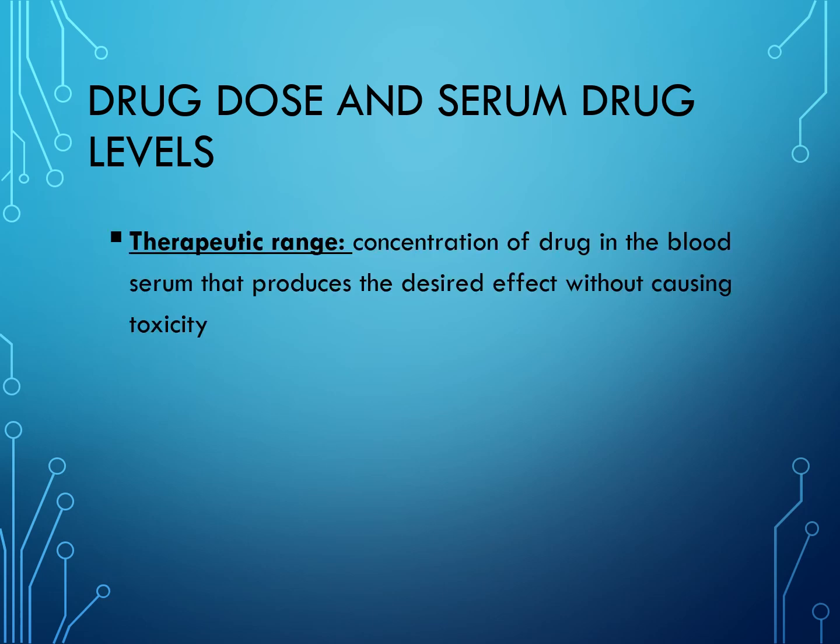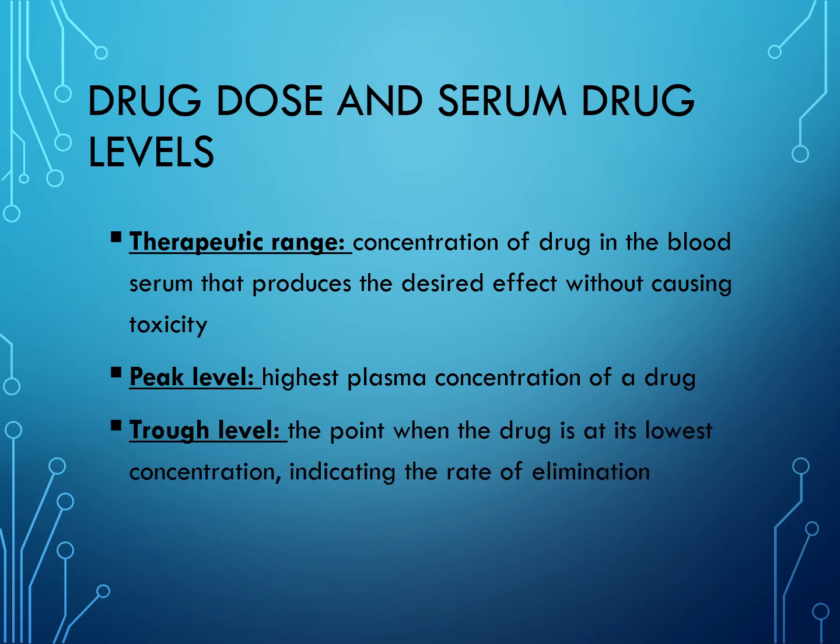The next concept we have is therapeutic range. This is the drug concentration in the blood serum that produces the desired effect without causing toxicity. If the drug level goes too high, above that therapeutic range, we call this drug toxicity. The peak level is the highest concentration of the drug in the blood plasma. The trough level is the lowest concentration level. The trough helps us understand how fast the body is excreting the medication.